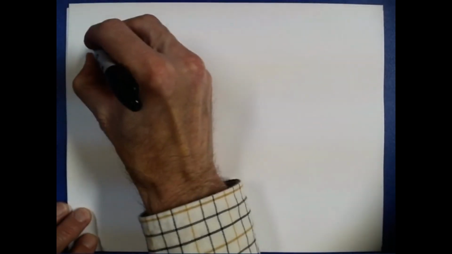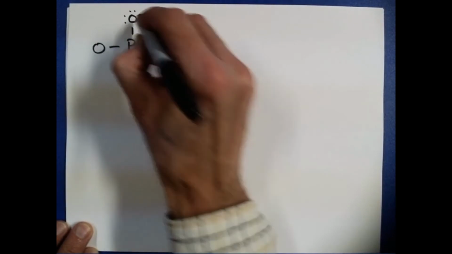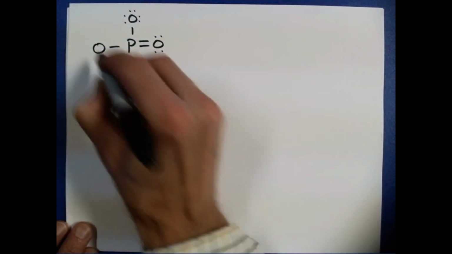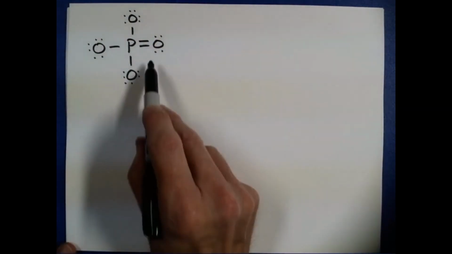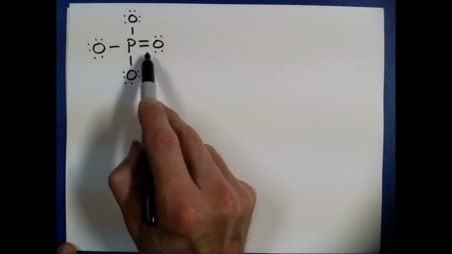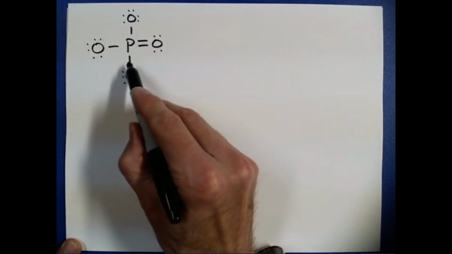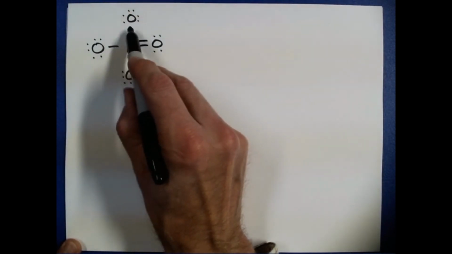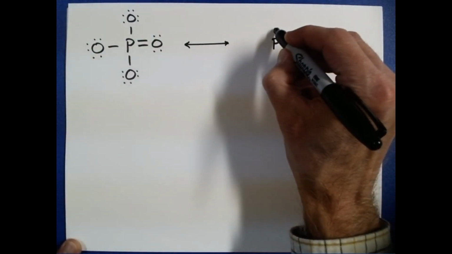So it looks like this. Oxygen, single bond to phosphorus, oxygen, single bond to phosphorus, oxygen, double bond to phosphorus, and oxygen, single bond to phosphorus. We'll put in the lone pairs of electrons, like that. And once again, we notice that we can draw resonance structures for this thing. In other words, all of these oxygens are identical. They all should be identical. And so really, this double bond could be represented here, it could be represented here, or it could be represented here. So I'm going to draw this double-ended arrow to indicate the resonance structure.